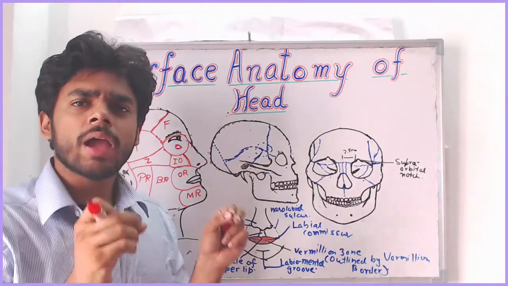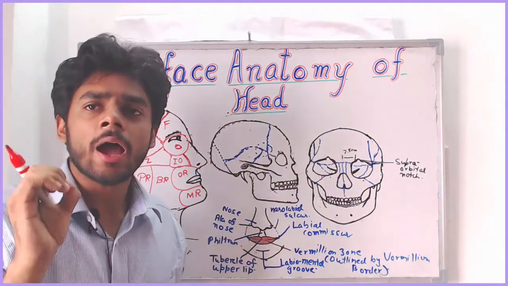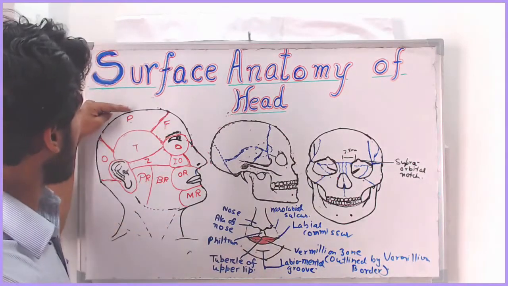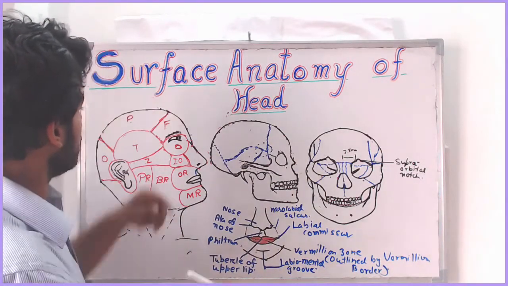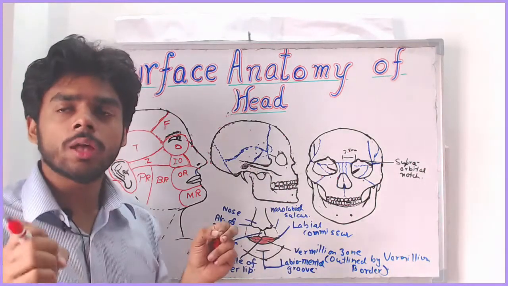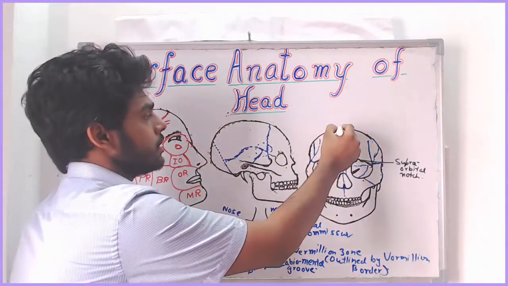And then we have the vertex. This point is the vertex. What is the vertex? It is the highest point on the top of the head in the midline. Here, when you put your hand like this, the vertex is the highest point on the top of the head in the midline at this region.